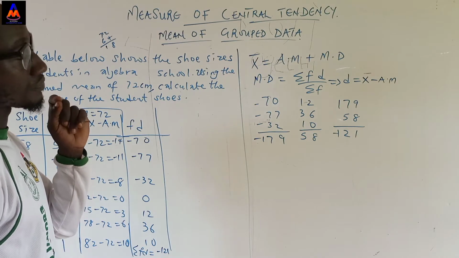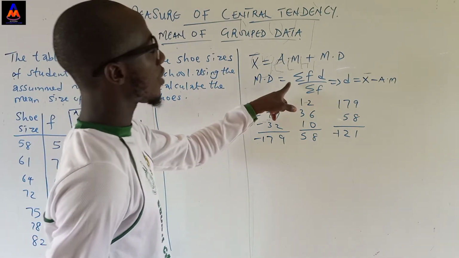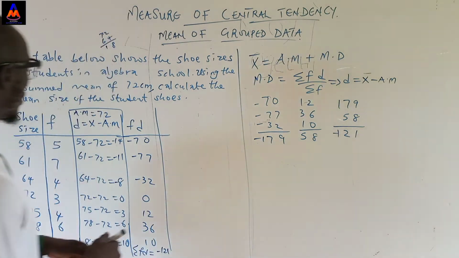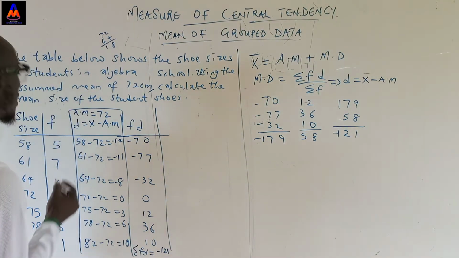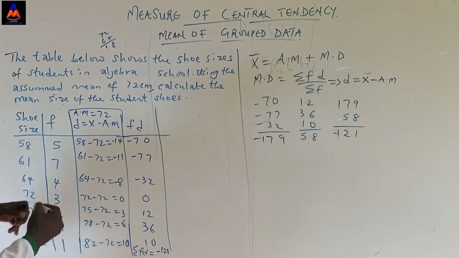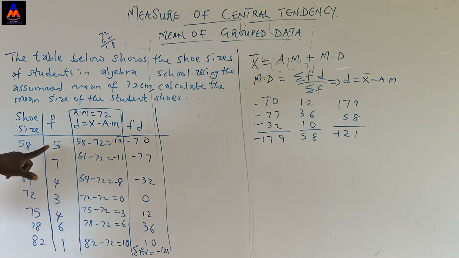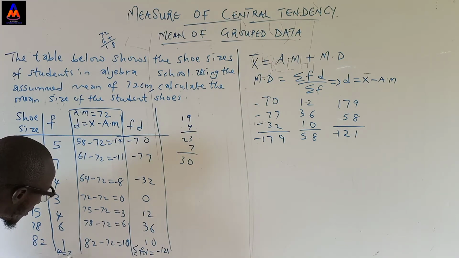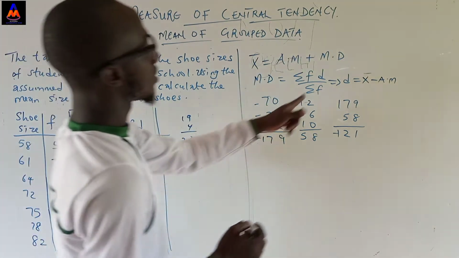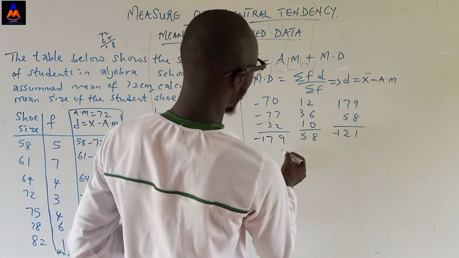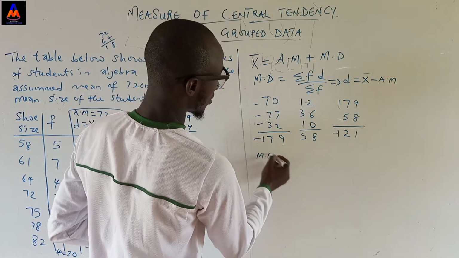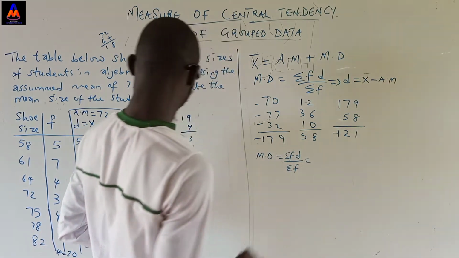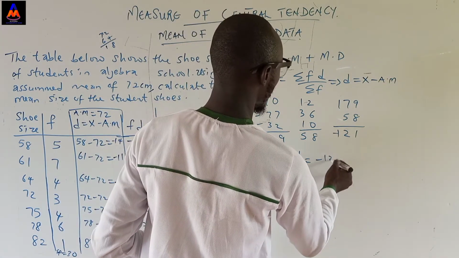But don't forget that we are to find our summation FD, which is minus 121, all over our summation F. My summation F here is the addition of our frequency. So when you check this out, we have 5 plus 7, that's 12. Summation F is 30. So coming back to our formula, my mean deviation is summation FD all over summation F. Summation FD is minus 121.